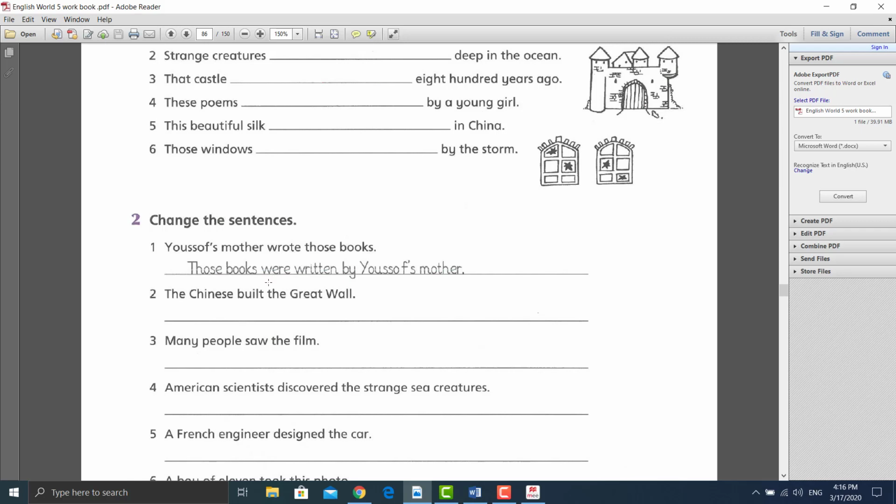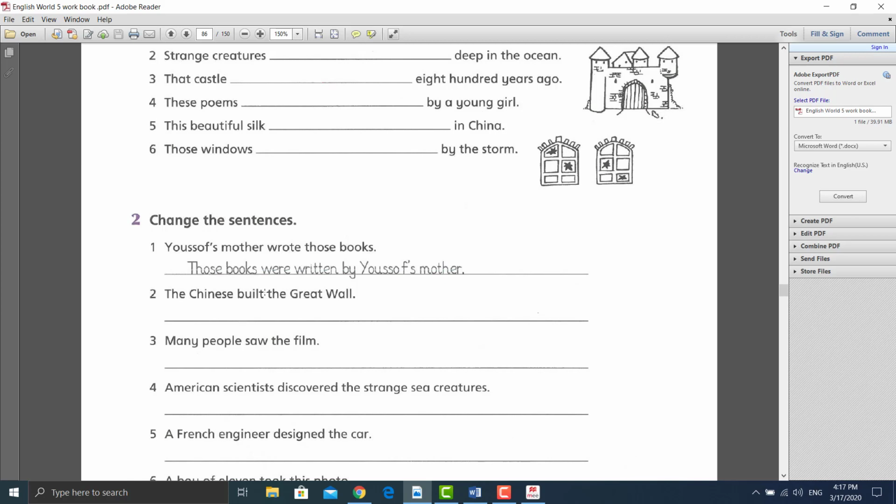Was or were? Books here is plural, so we are going to use were. And after that, we get the past participle. We have write, wrote, written. And finally, we say by Yusuf's mother. So, those books were written by Yusuf's mother.